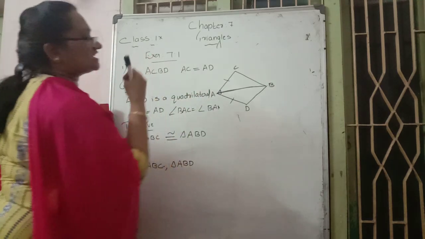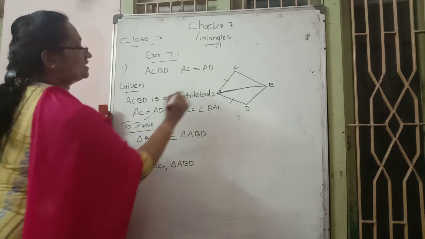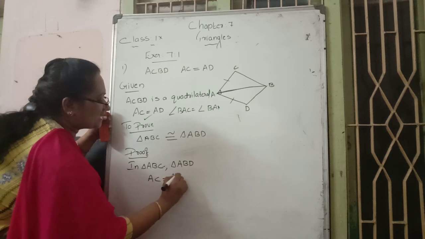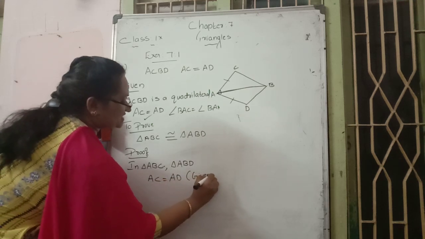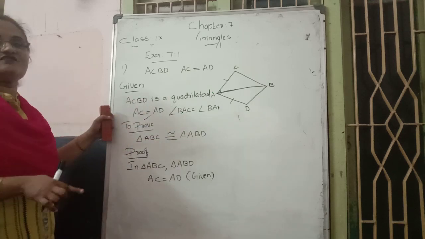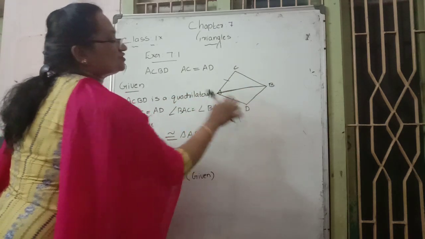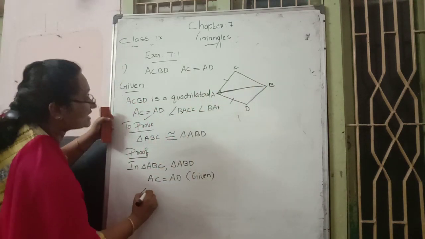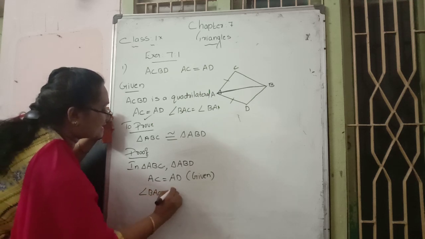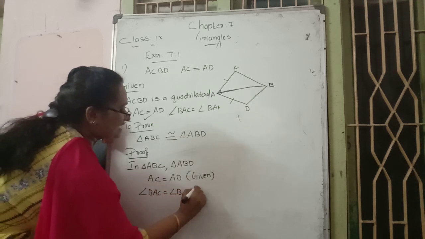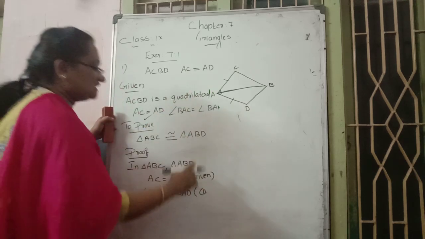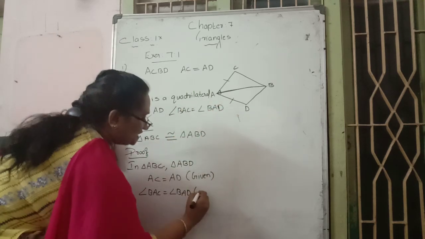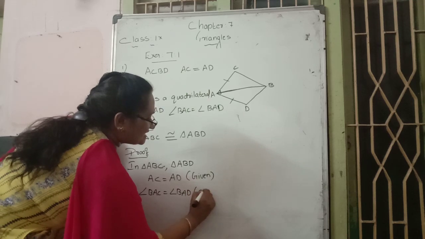Looking at the diagram, what are the conditions? First, they already gave AC and AD, so the first condition is complete: AC is equal to AD. The reason is that it is given in the question. Next, the bisector divides angle A into two equal angles, BAC and BAD. So the second condition is angle BAC is equal to angle BAD. That is also given in the question, which is why we wrote it in the given place.